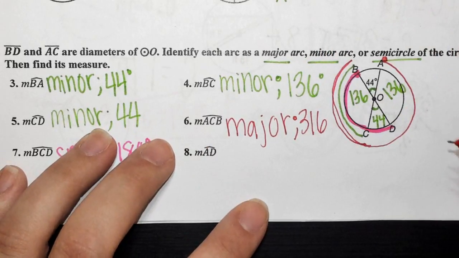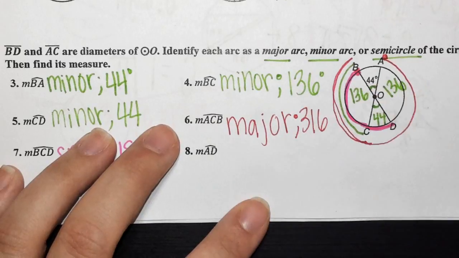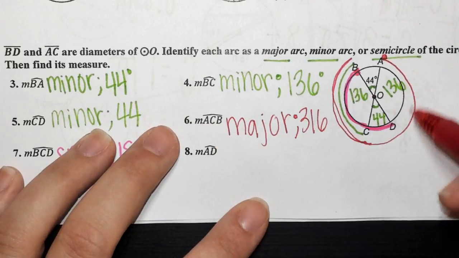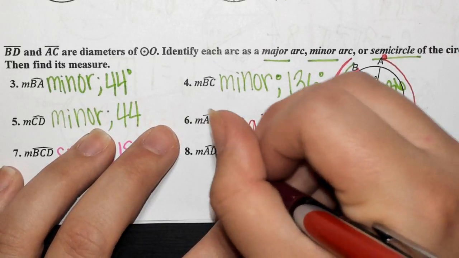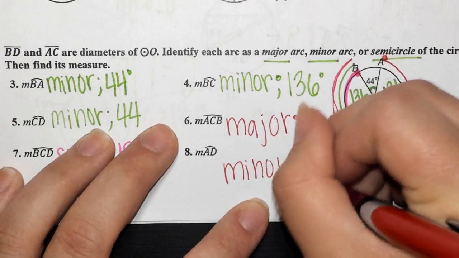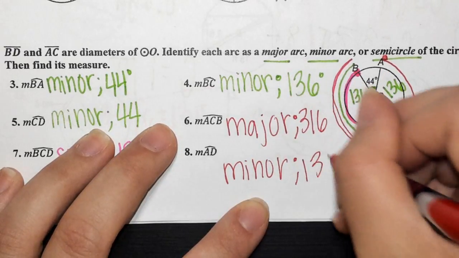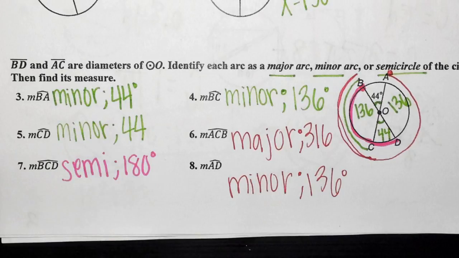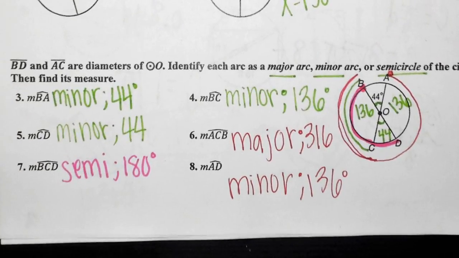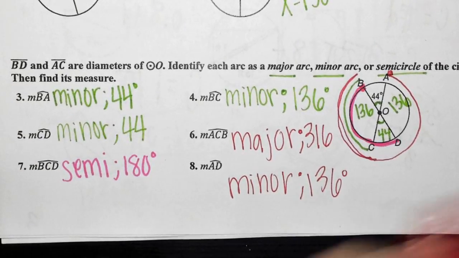And then what about AD? No, A to D. 136, which means it's a minor. Okay? Well, there's one more part, but it's not bad. So turn to the back.